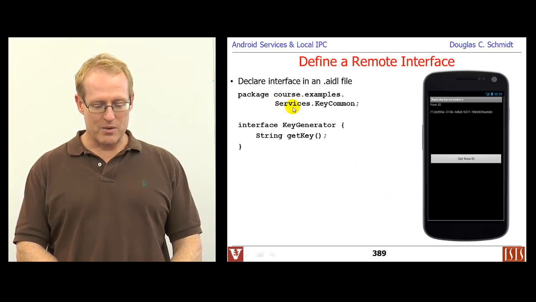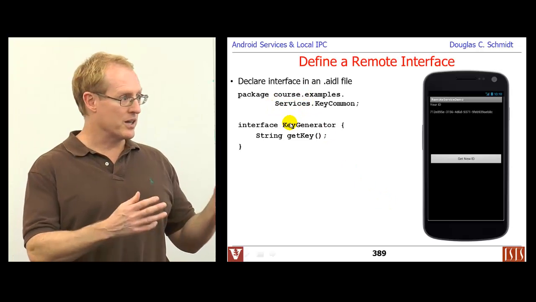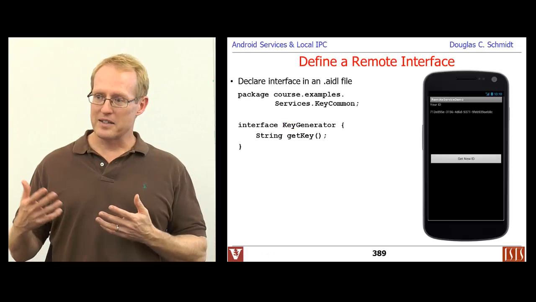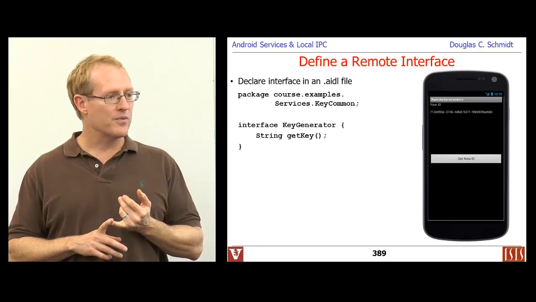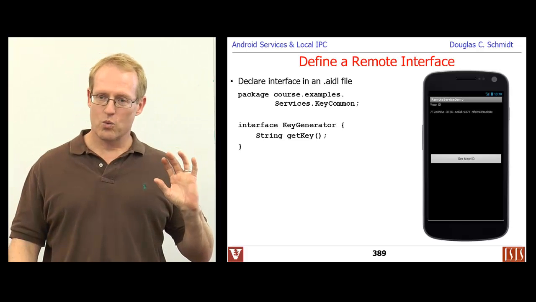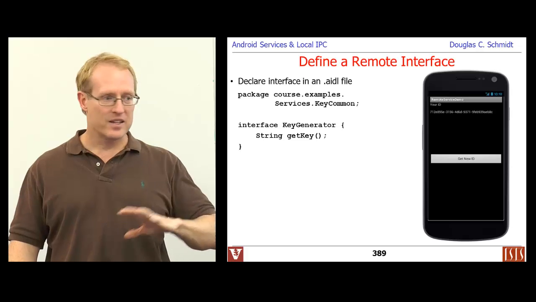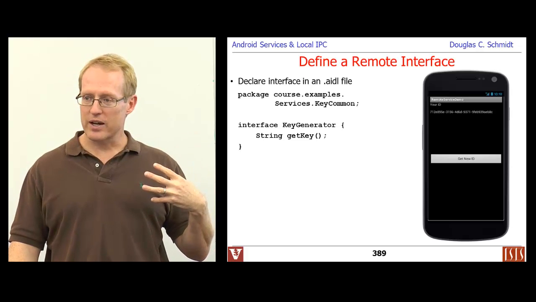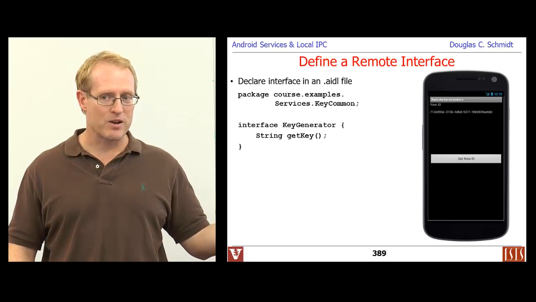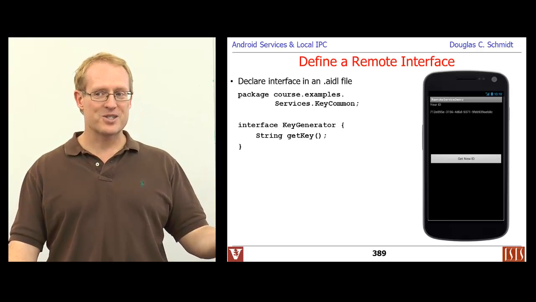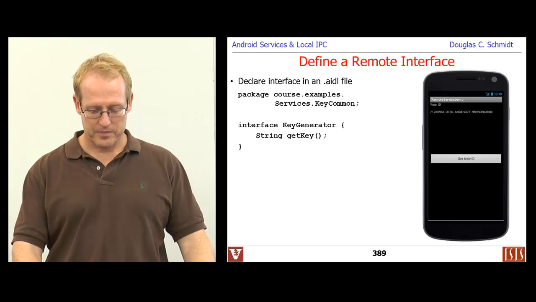So we say what package this is from, and that's just so it can encode it properly for identifying it later. And then we have an interface that we call KeyGenerator, and it's going to have one method called getKey that takes no parameters and returns a string. Now keep in mind under the hood that the string is implemented as a java.lang.String, but at this level of AIDL syntax, we just say string.